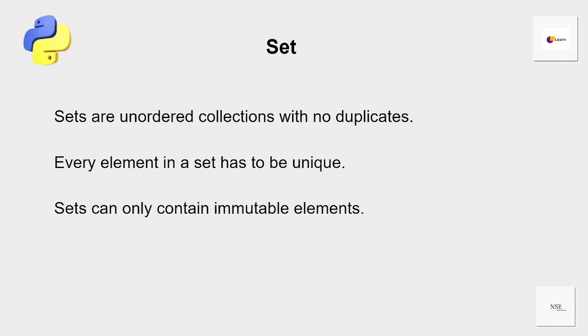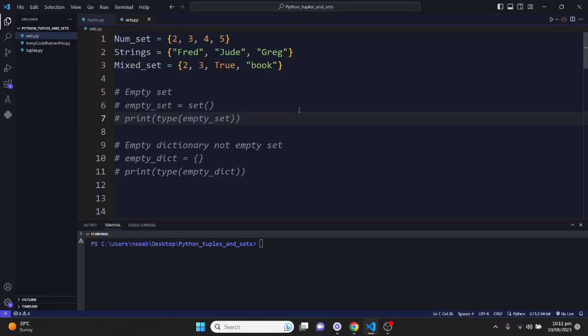Let's head over to VS Code and write some code. So the basic syntax is curly braces. You have curly braces, and then within the curly braces you list elements and you separate them with commas. So basically curly braces with values separated by comma, like we have in the case of num sets, like we have in the case of strings, and like we have in the case of mixed sets.